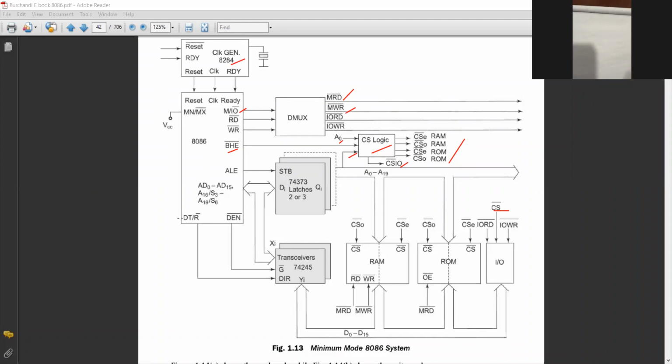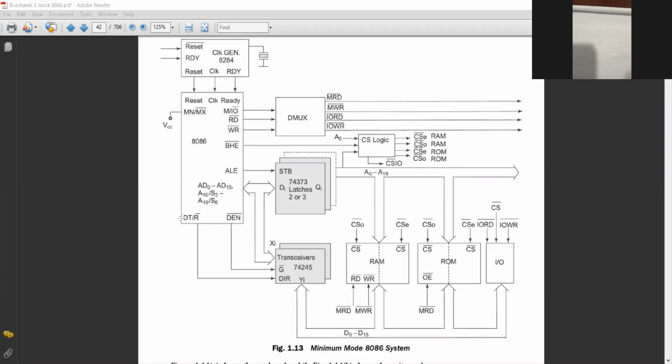So MN/MX bar is connected with VCC, meaning it is given plus 5 volts. So what will happen? It's a minimum mode of operation. Is it clear? MN/MX bar is connected with VCC. So what will happen? A high signal will be connected, meaning it's a minimum mode. It's clear?